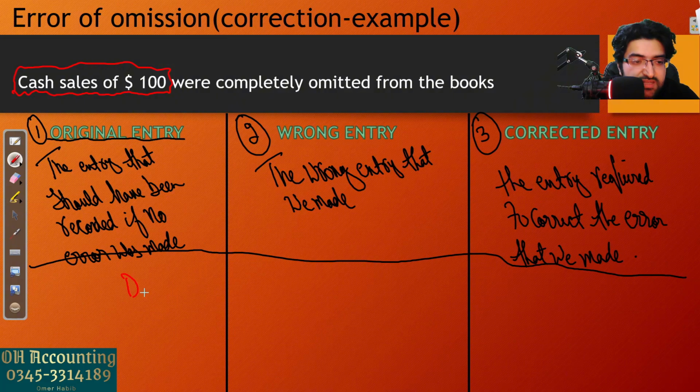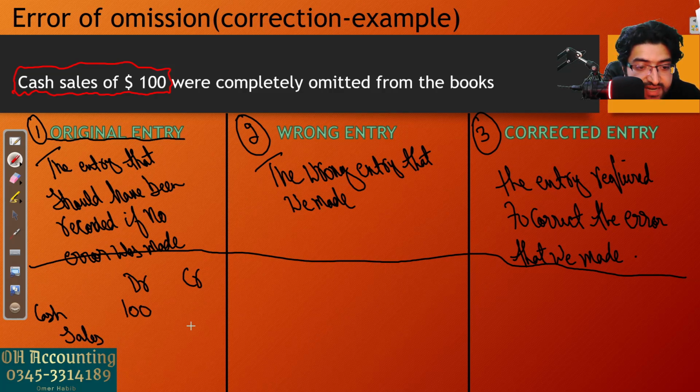So debit, one second, this color is not looking nice here. Let's go back to black. Okay, so debit and credit. Now, cash should be debited by $100 and sales should be credited by $100. That's the correct entry or the original entry that should have been if no error was made.